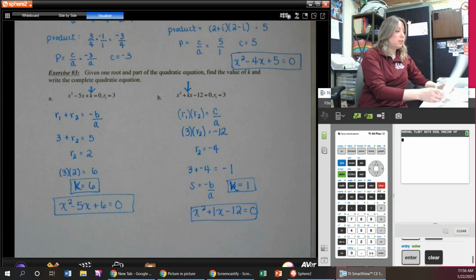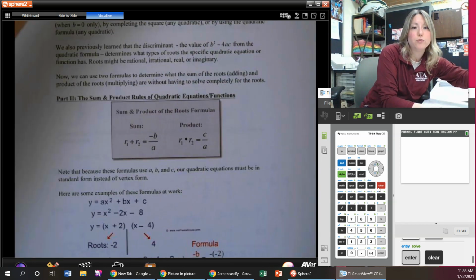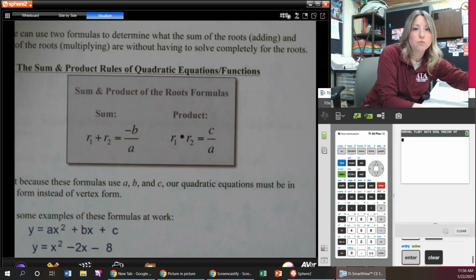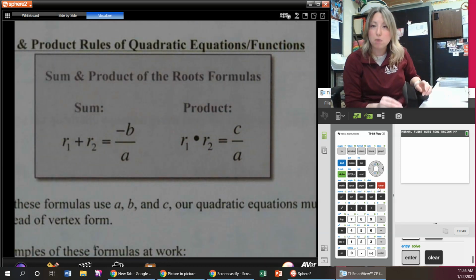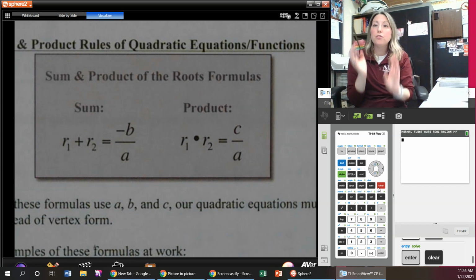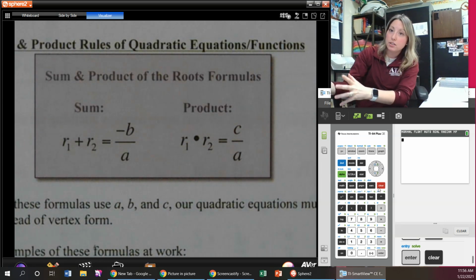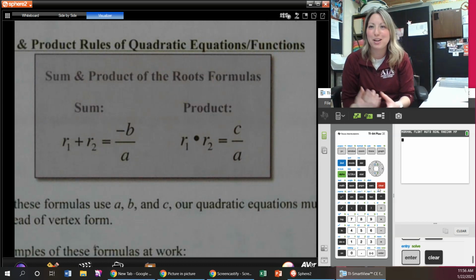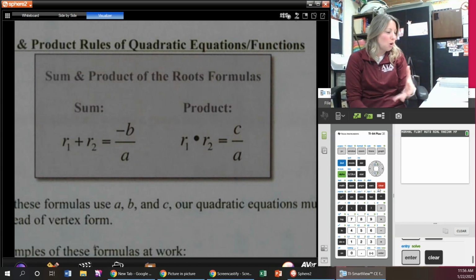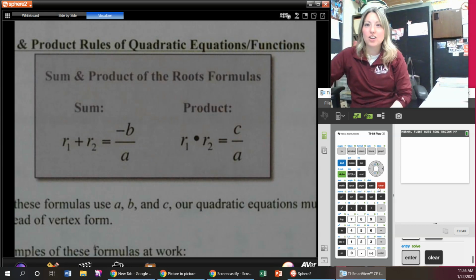Okay, so please make sure you're memorizing the sum and product of your roots formulas. Make sure you remind yourself that sum means to add and product means to multiply, because if you don't know that, it's going to be really hard to distinguish later on when you're actually taking the roots and adding them or multiplying them, right?